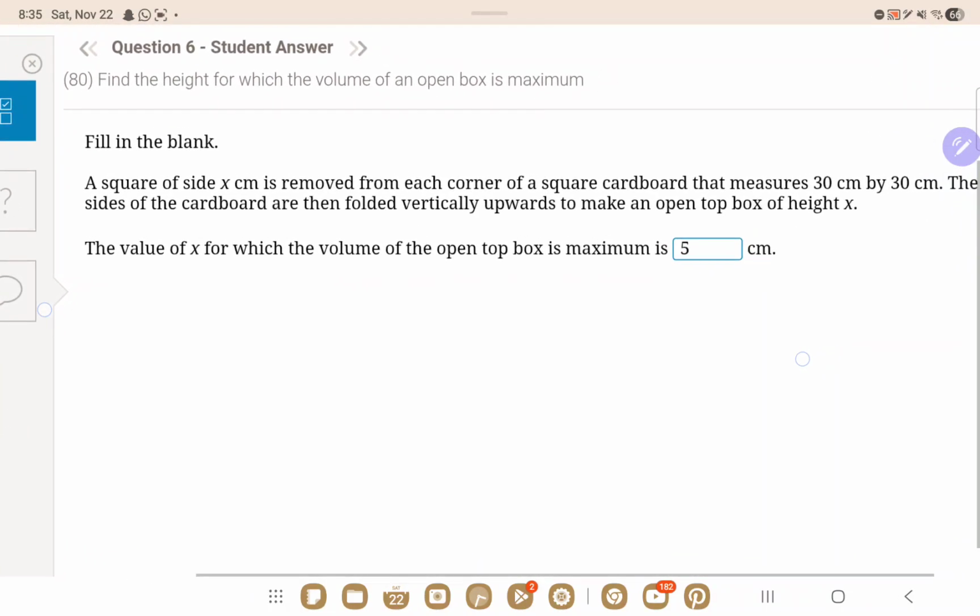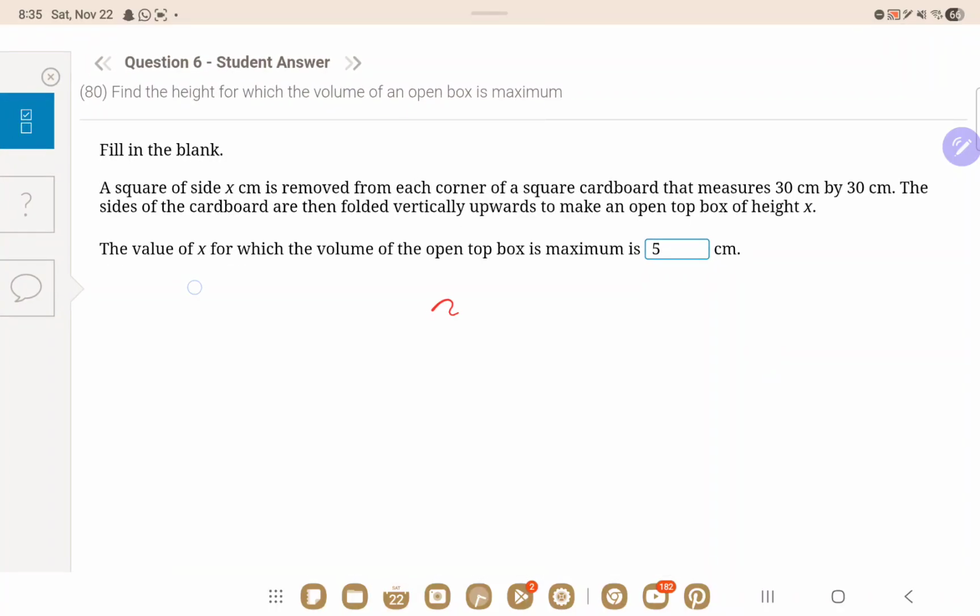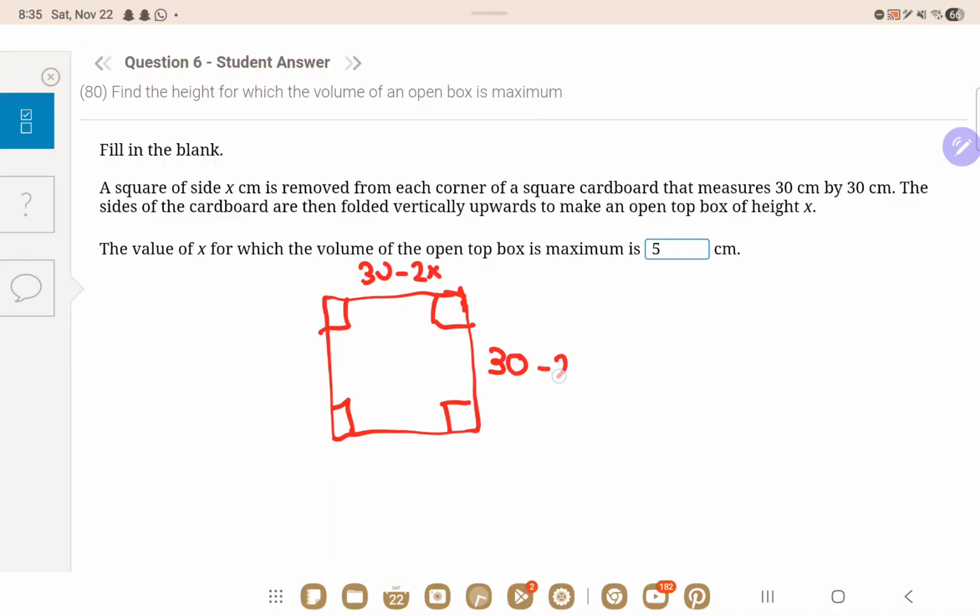This is the exact same question I just solved, except this is an actual square where you removed x from each corner. And all sides of the square are 30 minus 2x and 30 minus 2x. And of course this is x, the height. They even gave it to us, the box of height x. So then we're just going to do 30 minus 2x times 30 minus 2x, which is the same as 30 minus 2x squared into x.